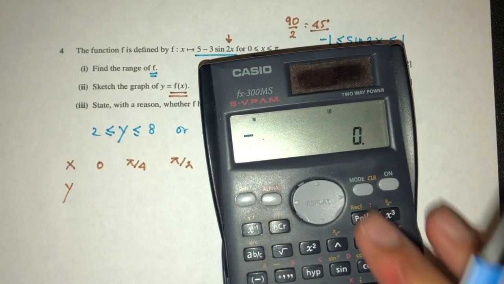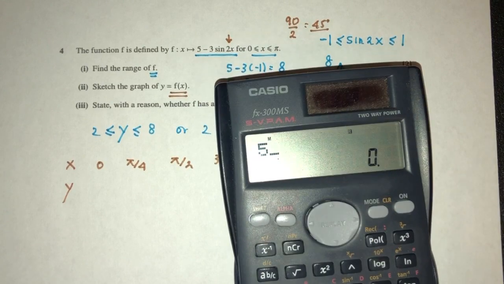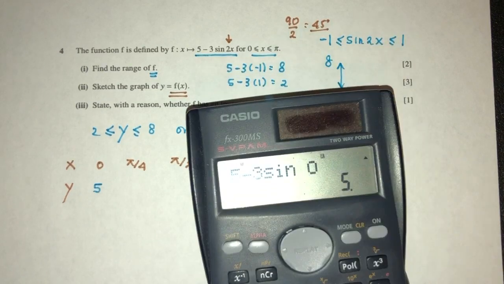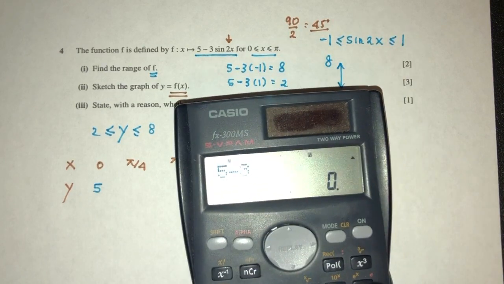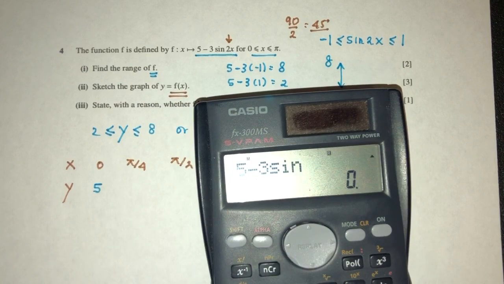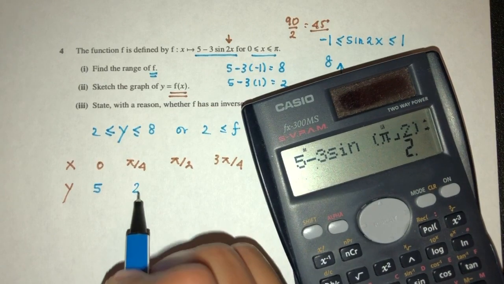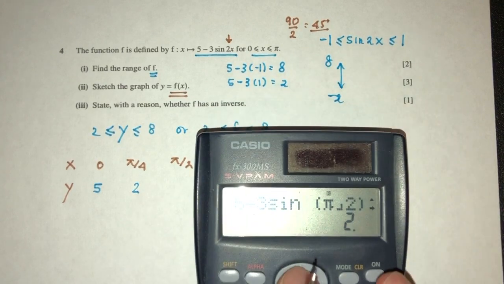Let's see what do we have. Here we have to use radians, so 5 minus 3 sine of 2 times 0 will be 0. That should be 5. 5 minus 3 sine of 2 times this, that should be pi over 2. That should be 2.